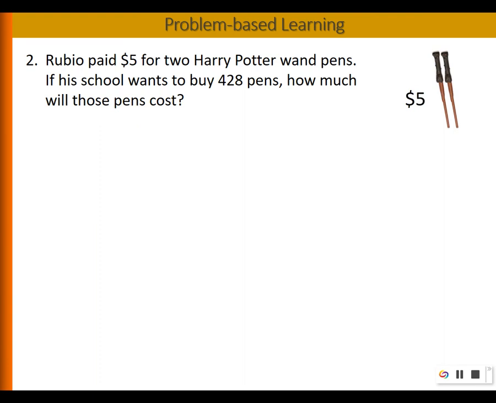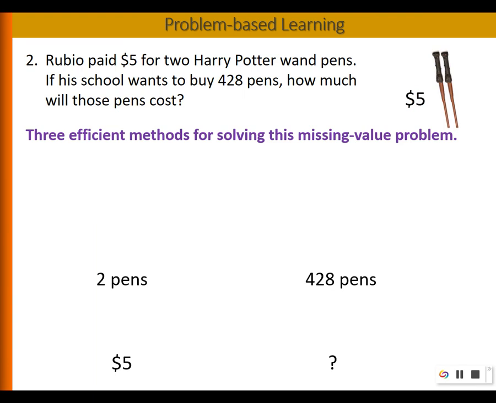So in this video, I will show you 3 efficient ways. This is called a missing value problem. Missing value in the sense that 3 values of the quantities are given and you are asked to find the 4th. So the first method is called the scaling method. You are scaling up. So how do I scale up from 2 pens to 428 pens?